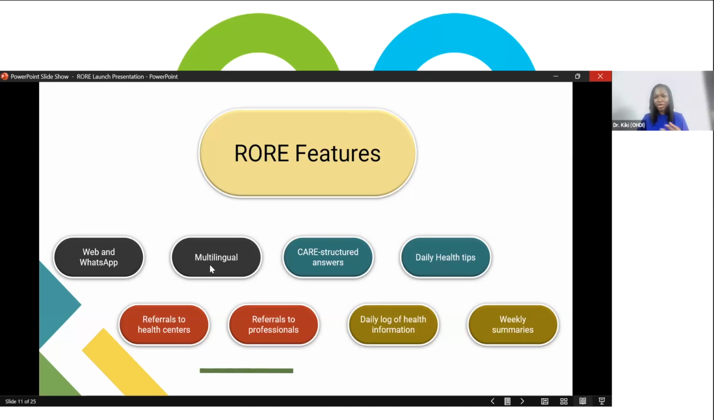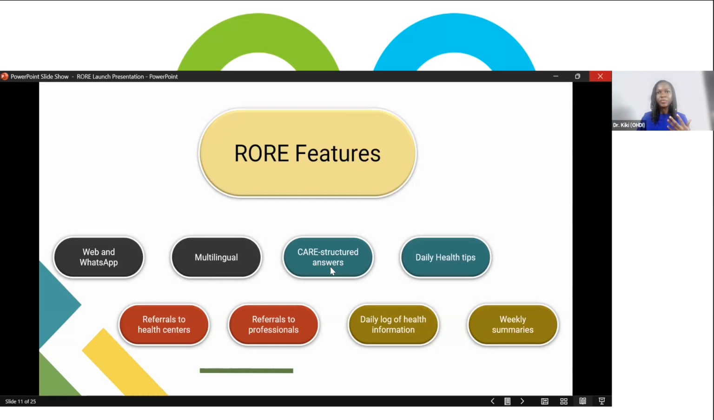Maybe not the most popular, because I know that Mandarin is the most spoken in terms of population, but in terms of the most widely spoken across geographical regions, we have most of them on the platform, which at this time is 9. It's a starting point, and we'll be adding languages as much as possible as we move forward. Then it has what we call care structured answers.